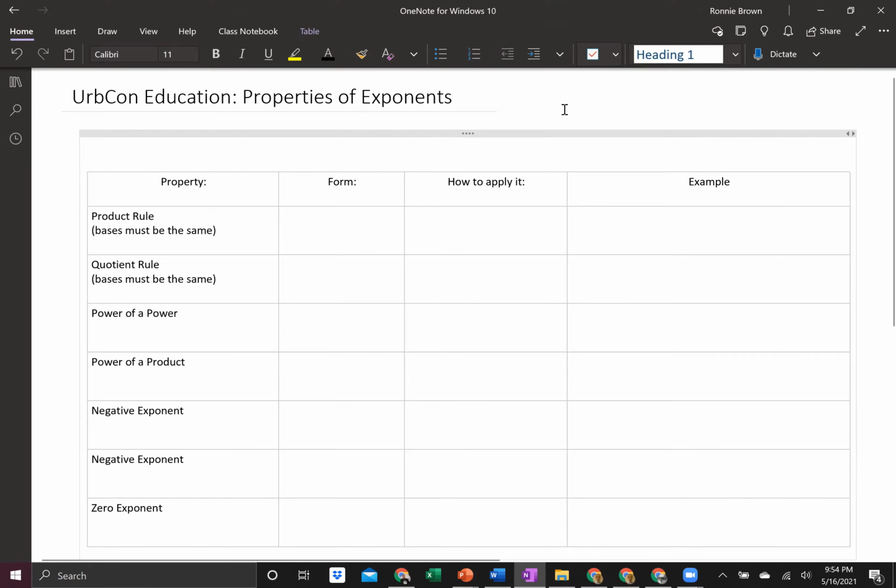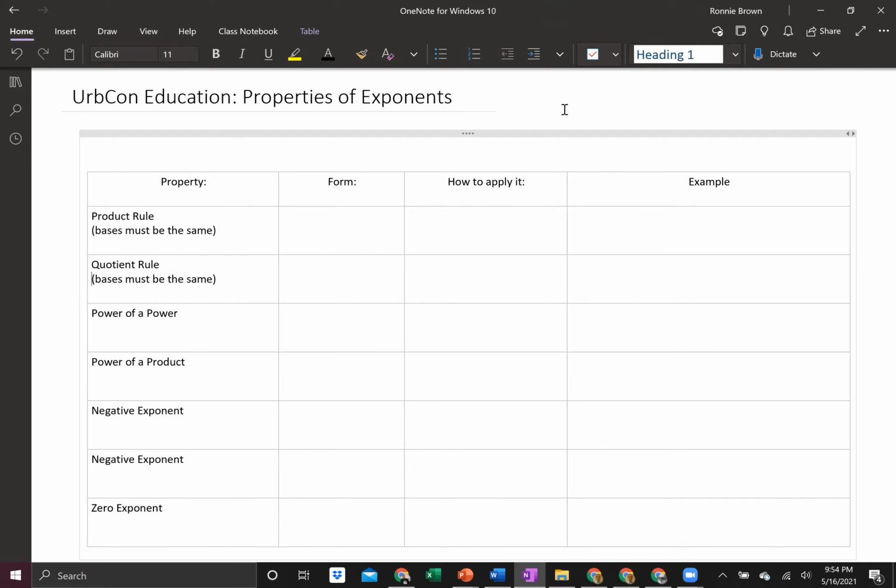All right, so in this mini lecture, we're going to talk about properties of exponents. First thing to know is what an exponent actually is. It's also maybe called a degree or a power. An example would be something like x to the fourth power.